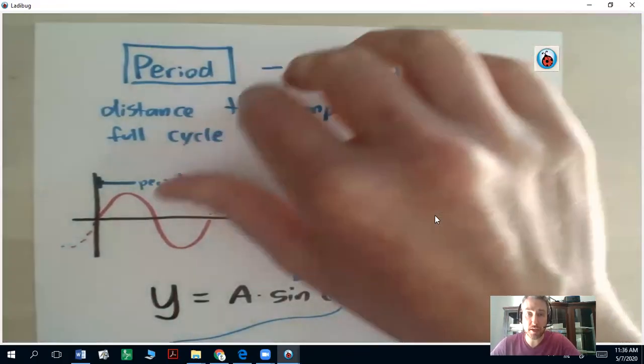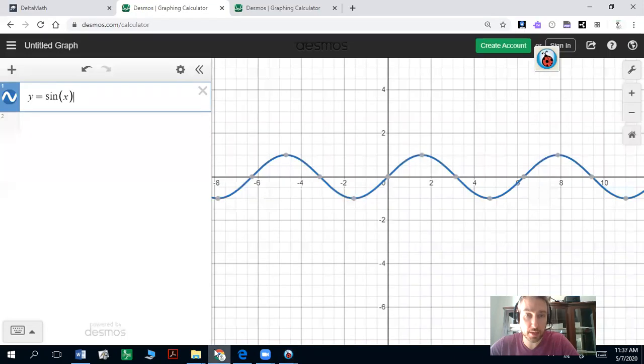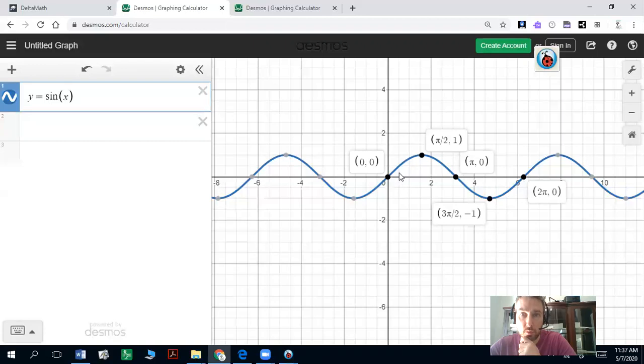The default period for a graph, we can actually discover right here on Desmos. So if you graph y equals sine of x, and I'll do cosine of x next, if you start at the y-axis, and you can click on a few points, it won't always give you every point, but it'll give you these 5 points here, which are super important. This is the starting point, 0, 0, goes up to a maximum of 1 at pi over 2, goes back down to 0 again at pi. That's half the circle, by the way, pi.